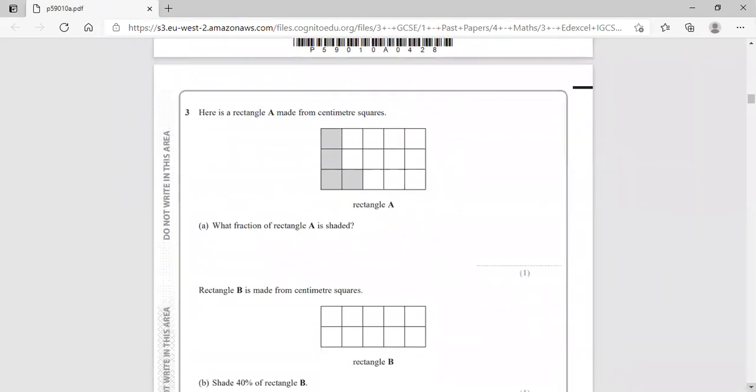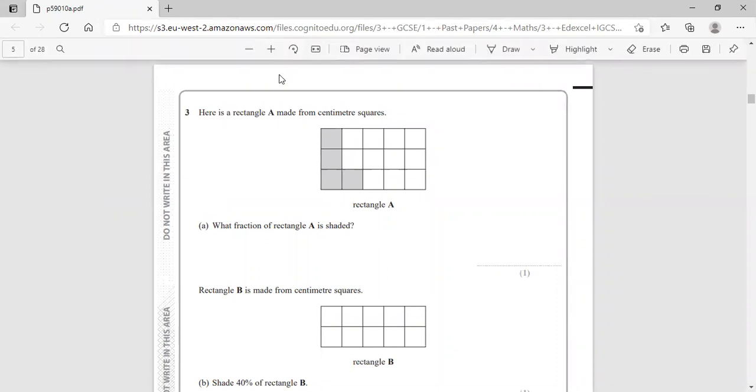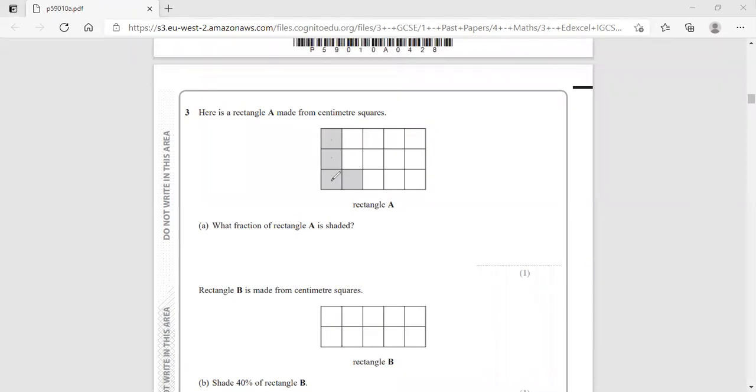Okay, so we're on to question 3 now. Here is a rectangle A made from centimeter squares. What fraction of rectangle A is shaded? So what you need to do here is count how many, so I'm just going to put a little dot on the ones that are shaded. So we've got 4 shaded out of how many? 1, 2, 3, 4, 5, 6, 7, 8, 9, 10, 11. So there are 15 squares overall. So there are 4 out of 15 that are shaded. Okay.